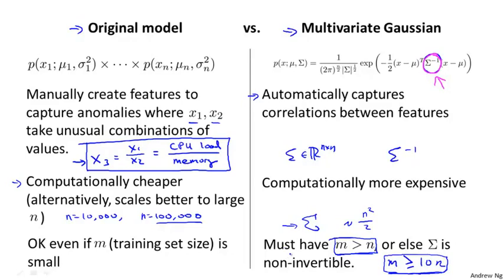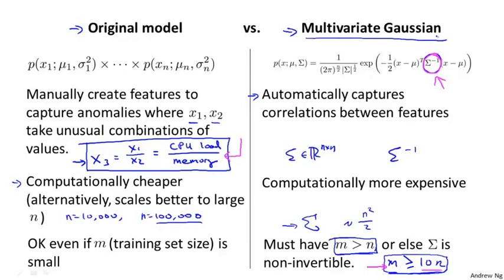So in practice, the original model shown on the left is used more often, and if you suspect that you need to capture correlations between features, what people will often do is just manually design extra features like these to capture specific unusual combinations of values. But in problems where you have a very large training set where m is very large and n is not too large, then the multivariate Gaussian model is well worth considering and may work better as well, and can save you from having to spend the time to manually create extra features in case the anomalies turn out to be captured by unusual combinations of values of the features.